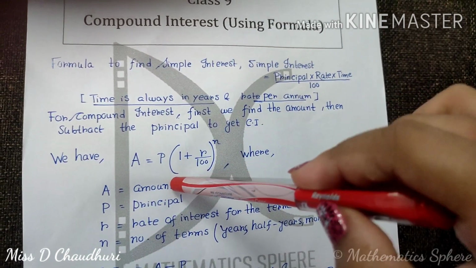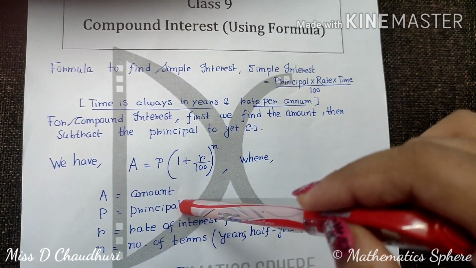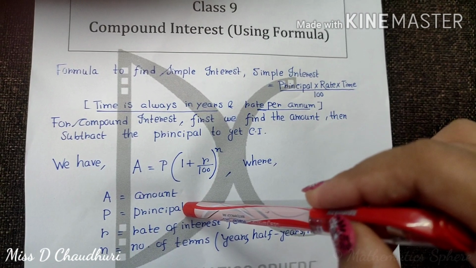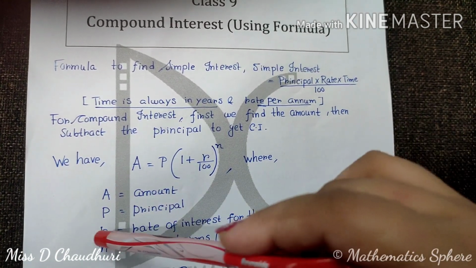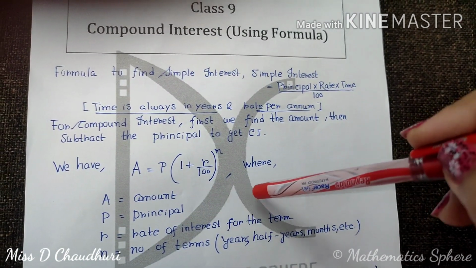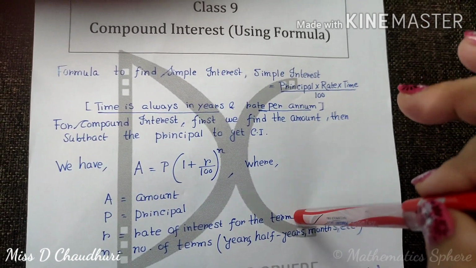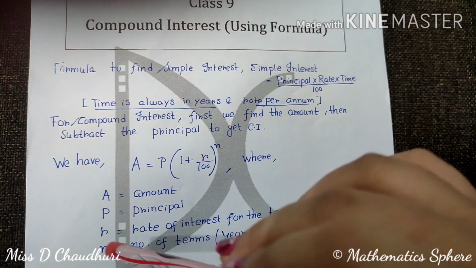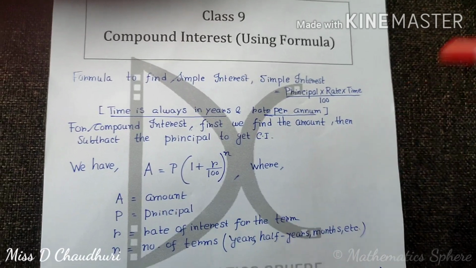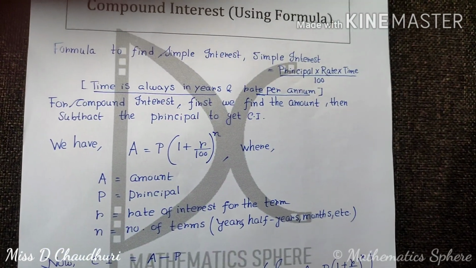A stands for amount, P stands for the principal, the initial principal with which you are going to start the sum. R stands for the rate of interest for the term. I am coming to this point, what is the meaning of this term. And n equal to the number of terms. Now see what the term means.